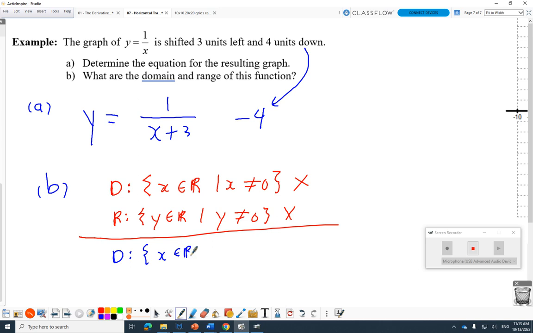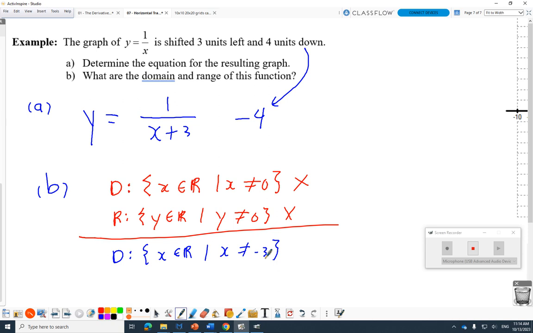But now this thing got moved 3 units left. Now what's the domain issue if it got moved 3 units left? Negative 3, because it got moved left 3. So it can be done without the graph. I don't like it. I like the graph. And I'll do the graph in a second.